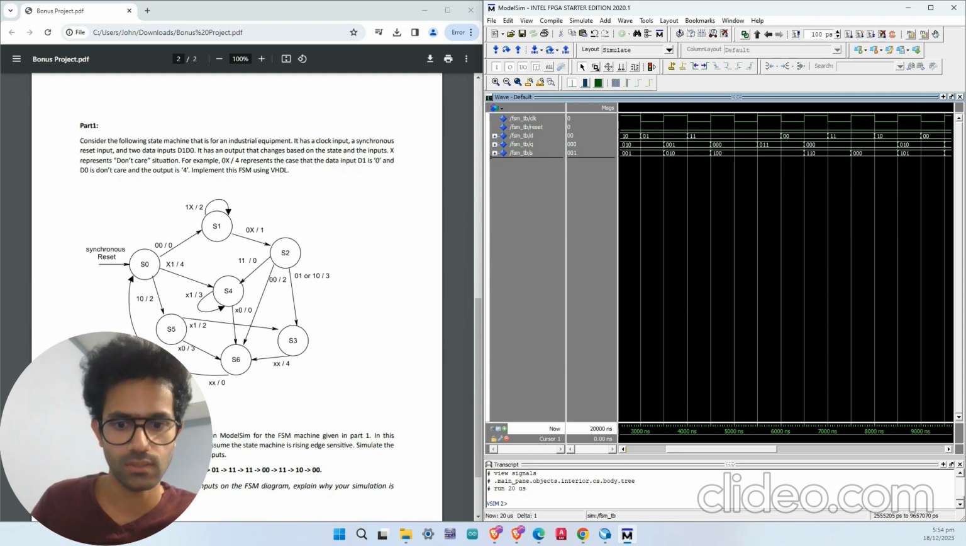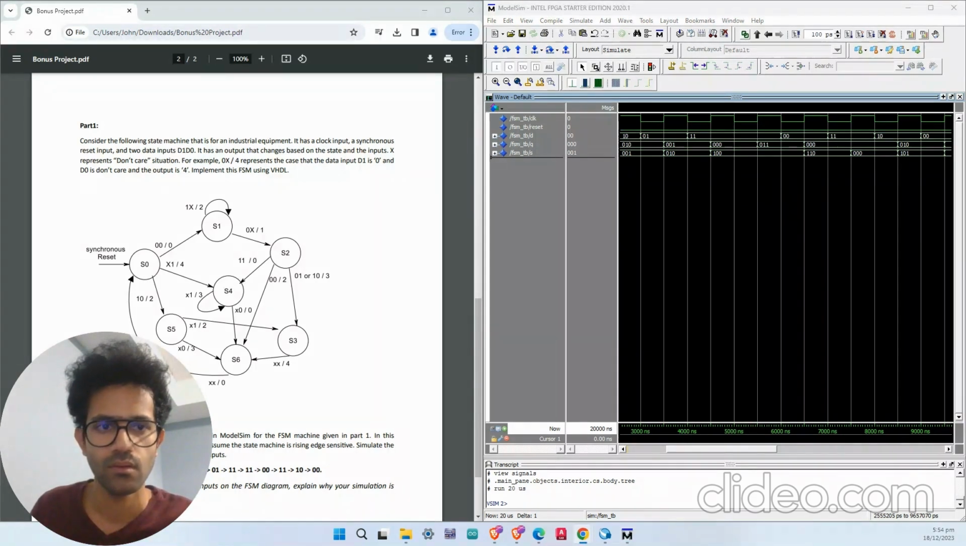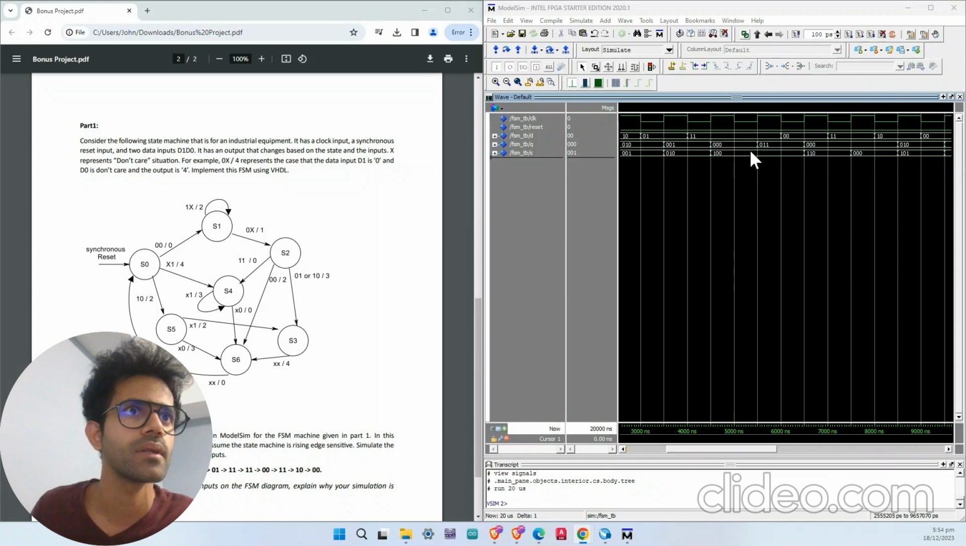Let's pause it for a second. Yeah, here we are in state 4, and the input is 1 1. State 4, input is 1 1. We remain in state 4 with the output of 3. That's correct. So then we are in state 4 with an input of 0 0. We go to state 6 with an output of 0. Yeah. Now we are in state 6.